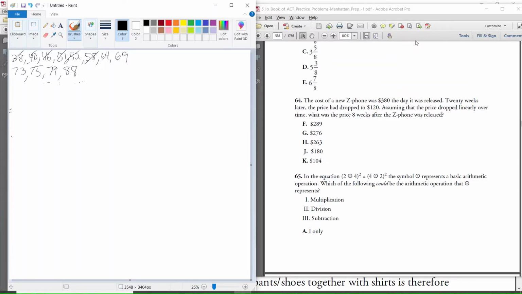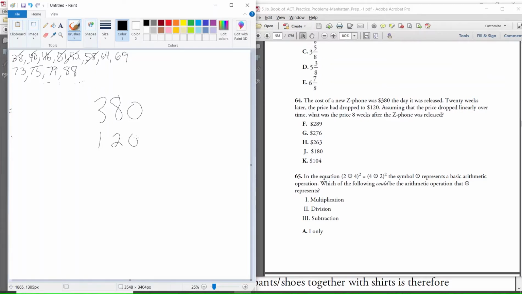So now we have to find out how much it drops per week and then multiply that by 8. So let's check it out. 380 the day it was released. 20 weeks later, the price dropped to $120.